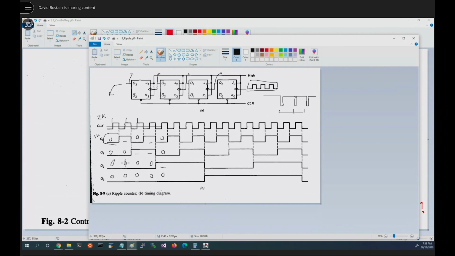And again, notice that it allows us to count. It also allows us to divide. So if this is running at a certain speed, this is running at half that speed. Think of it the other way. If this is running at a particular speed, this is running at twice that speed. So we can use this to really home in on particular time periods.